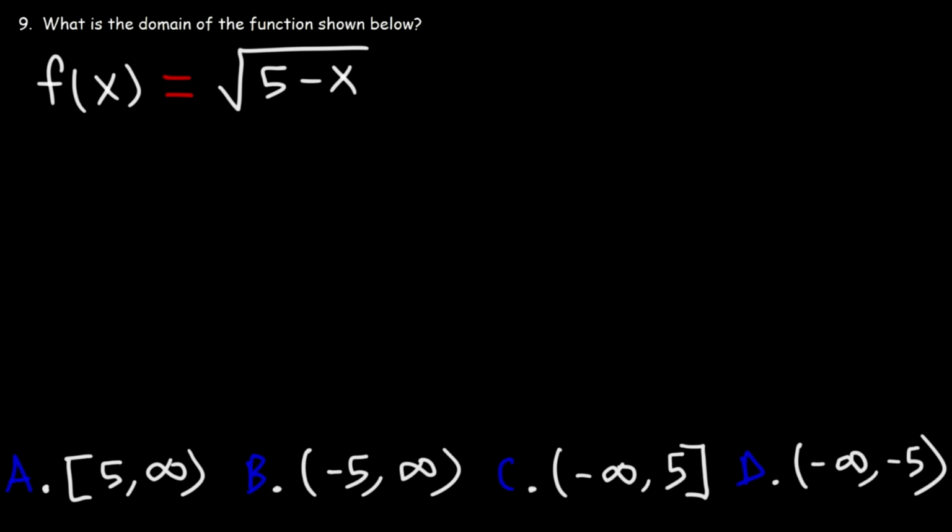So for this radical function, we can't have any negative numbers inside the square root. So inside the square root, 5 minus x has to be greater than or equal to 0.